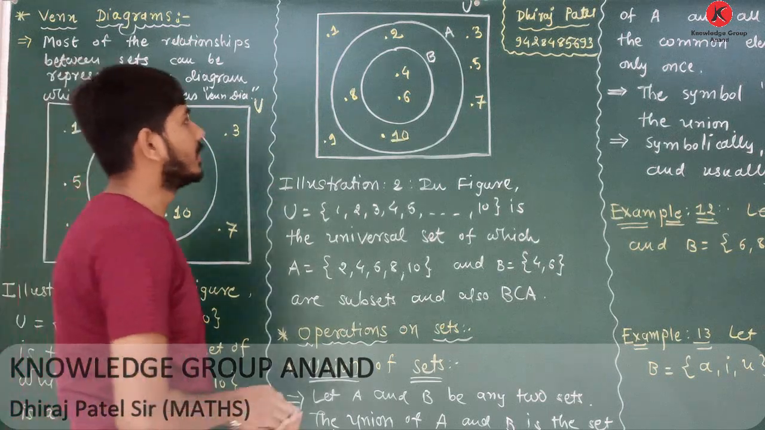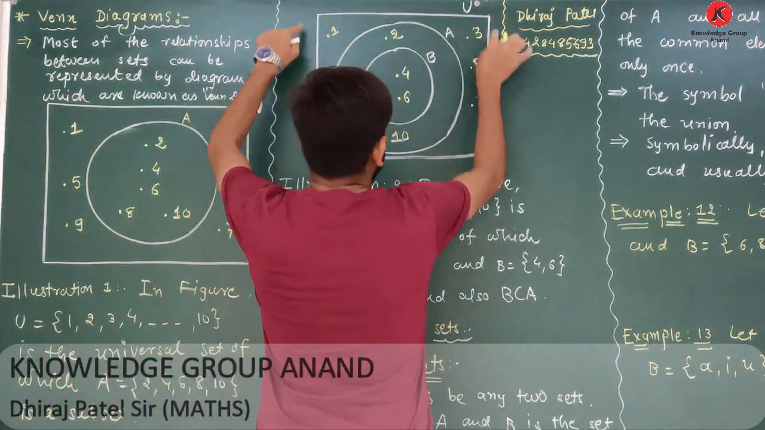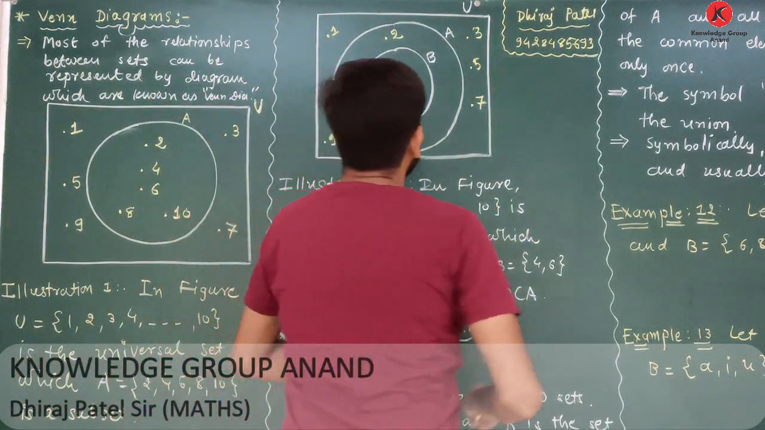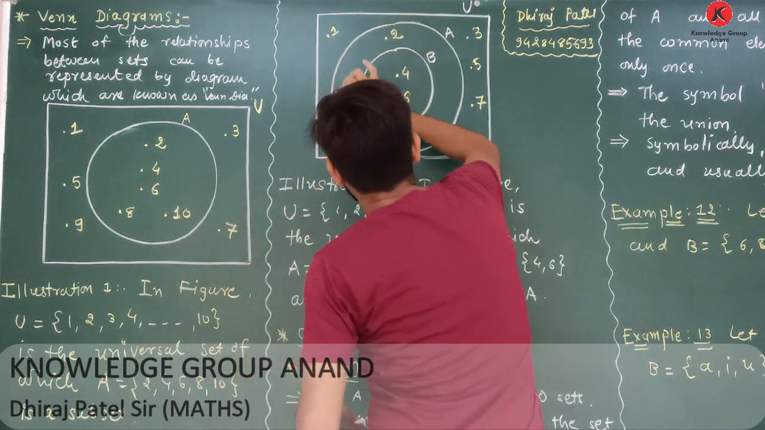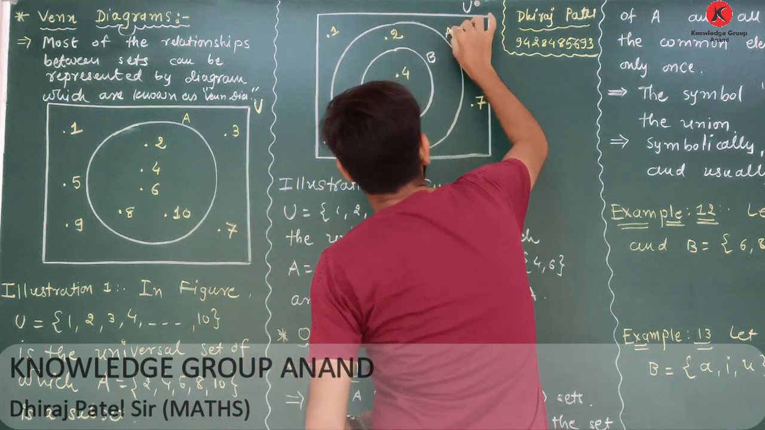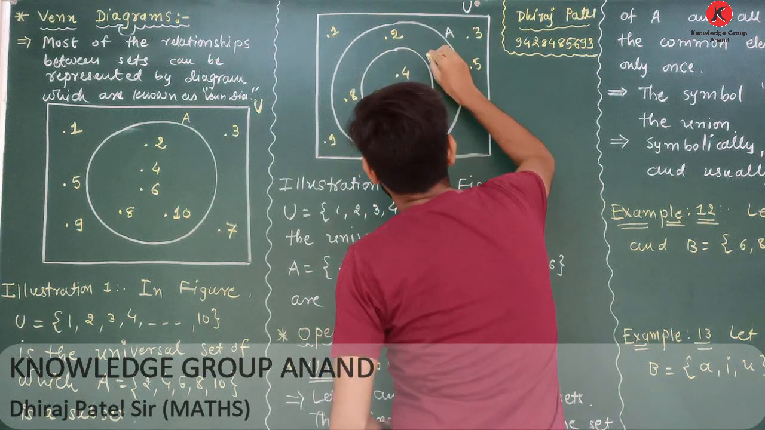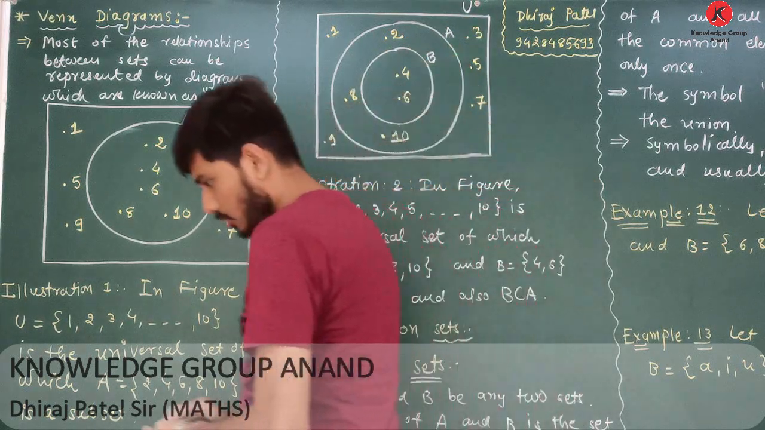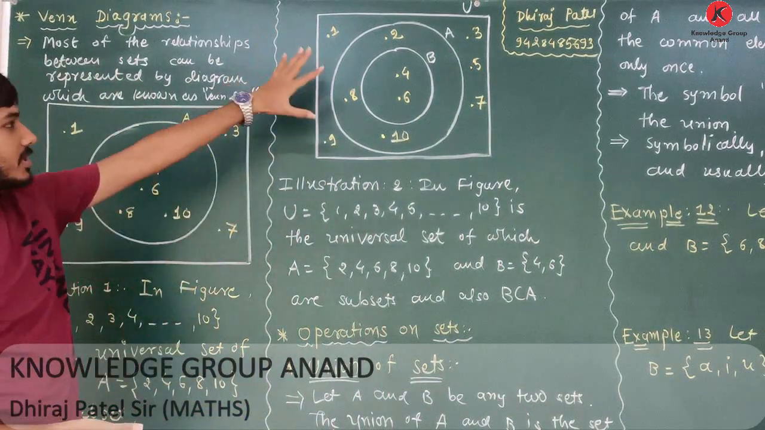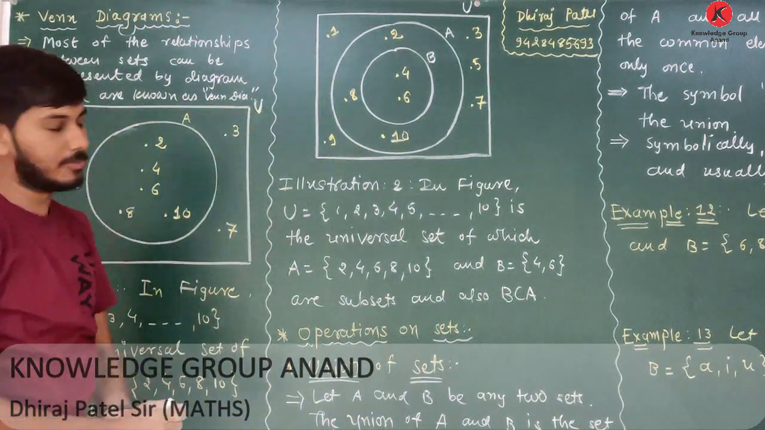Now, for illustration number 2, consider this figure. Here in this figure, the universal set is this rectangle. Now, see that this one circle is represented as set A and this circle represents our set B. A total of 3 sets are represented in this diagram.